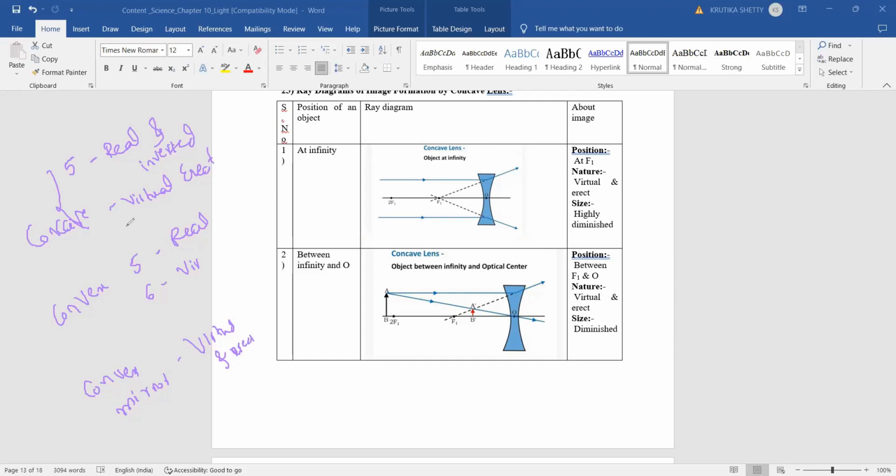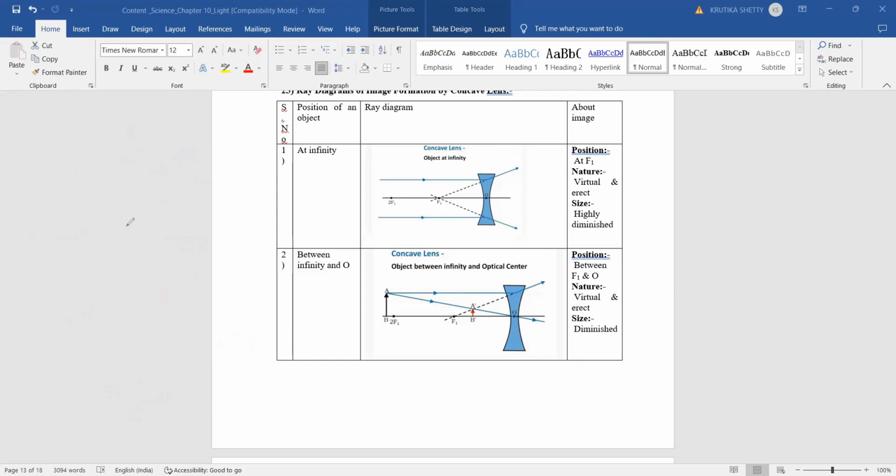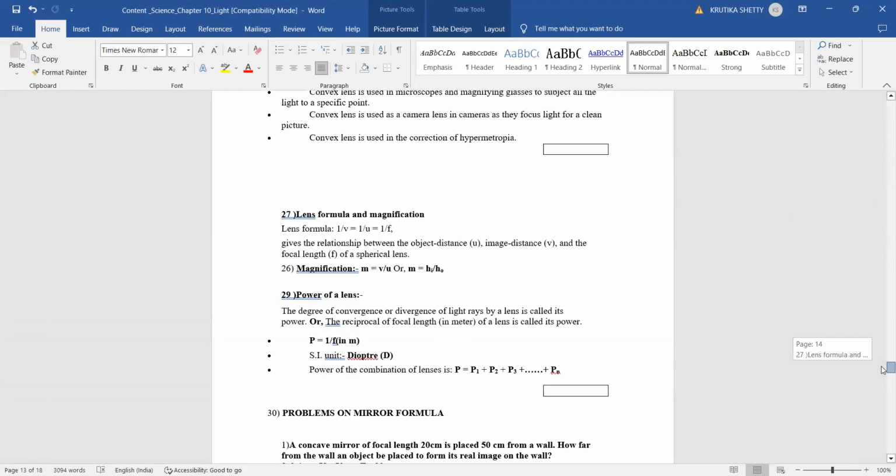Okay. So remember all this summary regarding the image formation. One question will definitely come. Draw the ray diagram when the object is at infinity, when the object is at focus. Confirm whether they are asking for lens or mirror, then you can proceed with the question. Okay. So I think this completes your entire light chapter.